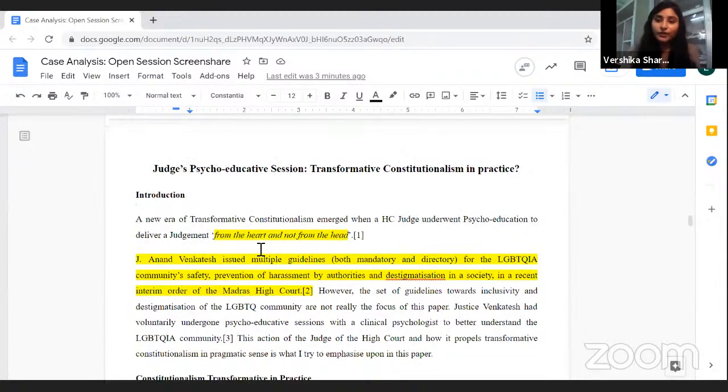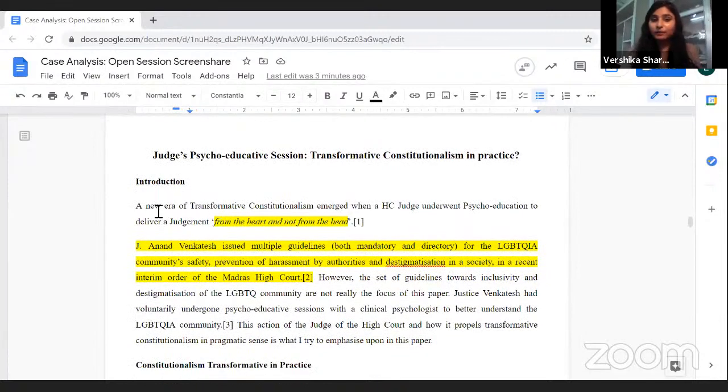But when you read the introduction itself, the first thing I talk about is a new era of transformative constitutionalism that emerged when a High Court judge underwent a psychoeducational session to deliver judgment from the heart and not from the head. This is another line which stood out to me, because that was an effort made on the part of the judge when he gave these directory and mandatory guidelines for the protection of the LGBTQIA+ community. So please understand that you don't need to mention that it is a case analysis for it to come out as one.